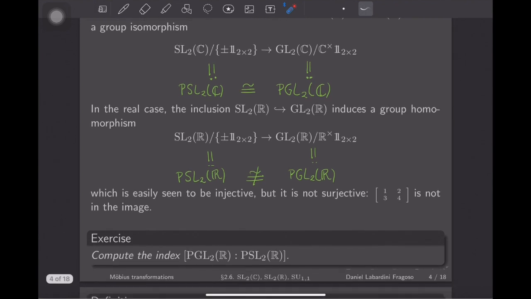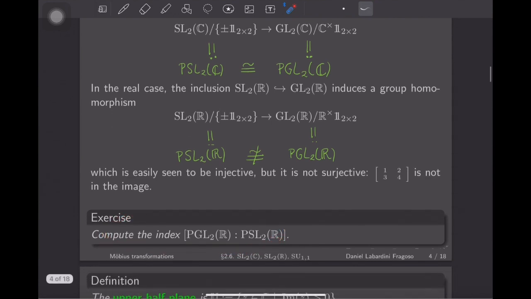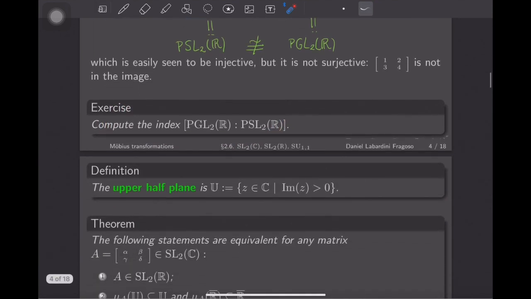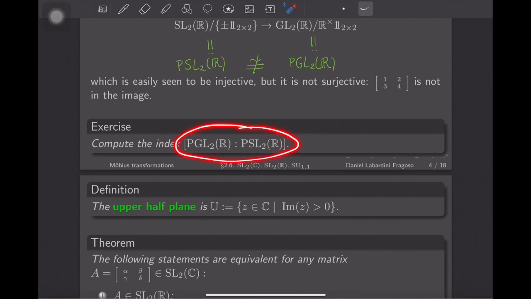So in this case, PSL2R actually only sits as a subgroup here, and the exercise is to compute the index. This is not a hard exercise.